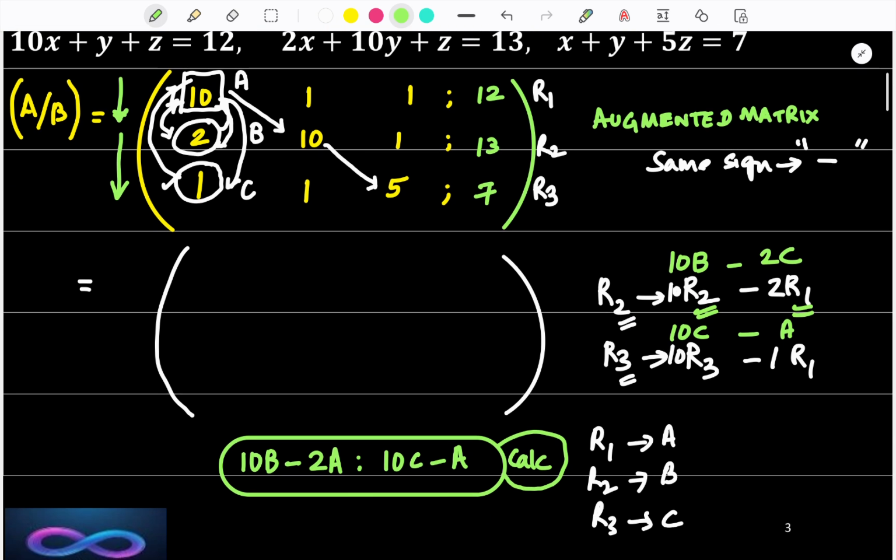Now your screen shows. There is no change in the first row. Please write the first row. No change. 10, 1, 1, colon, 12. Now I'm going to write the second row. The second row, 10B minus 2A, I got 0. Again, press equal. 10C minus A, the calculator gives 0. Clear, everybody? The same thing you're going to do for this column and this column.